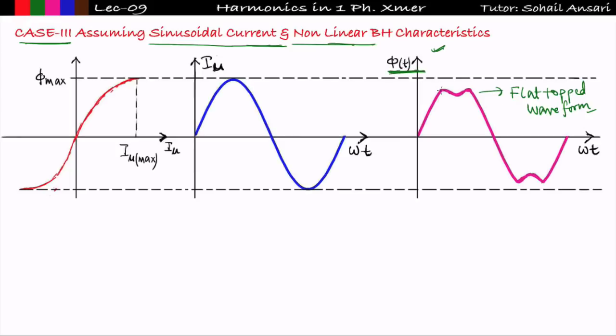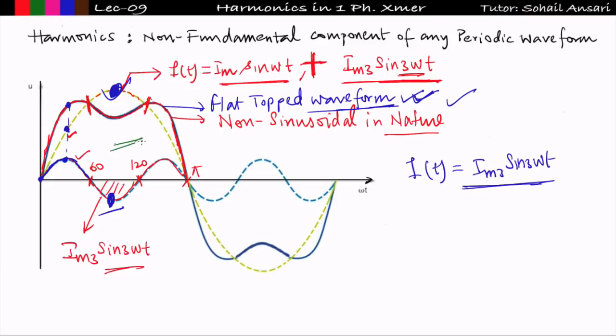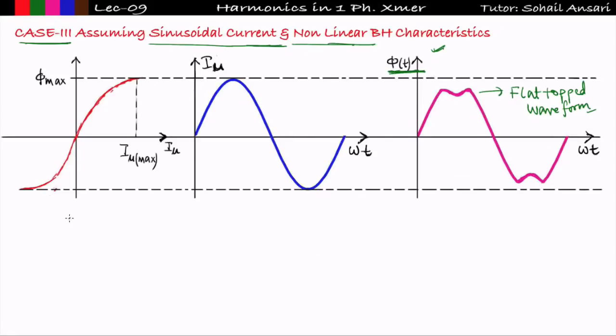Now when we get the flat topped waveform, we have seen in the previous slide, that is this one. We get the flat topped waveform when peak value of fundamental component coincide with the negative peak of third harmonic, right? Then we get the flat top. That means this flux phi t is having third harmonic component, and because of this third harmonic component dominating in nature, we are getting flat topped waveform. And how the third harmonic component will look like?